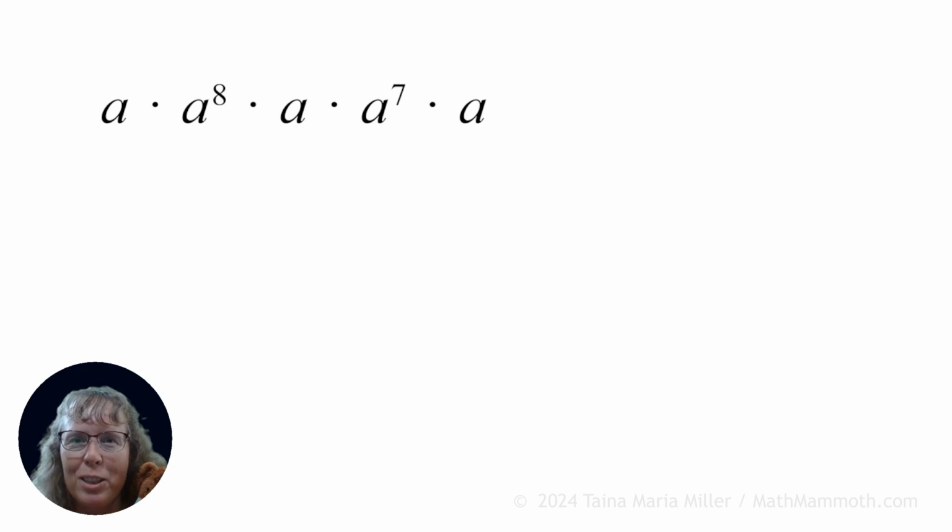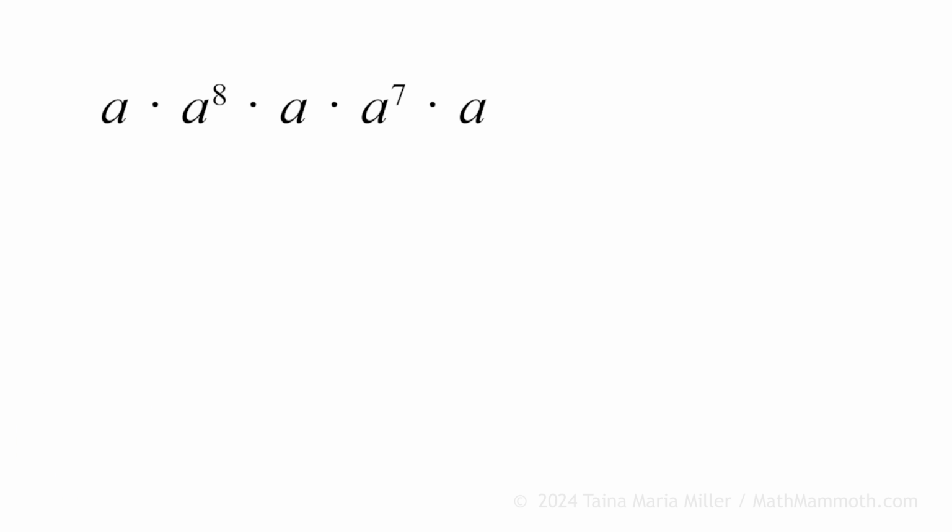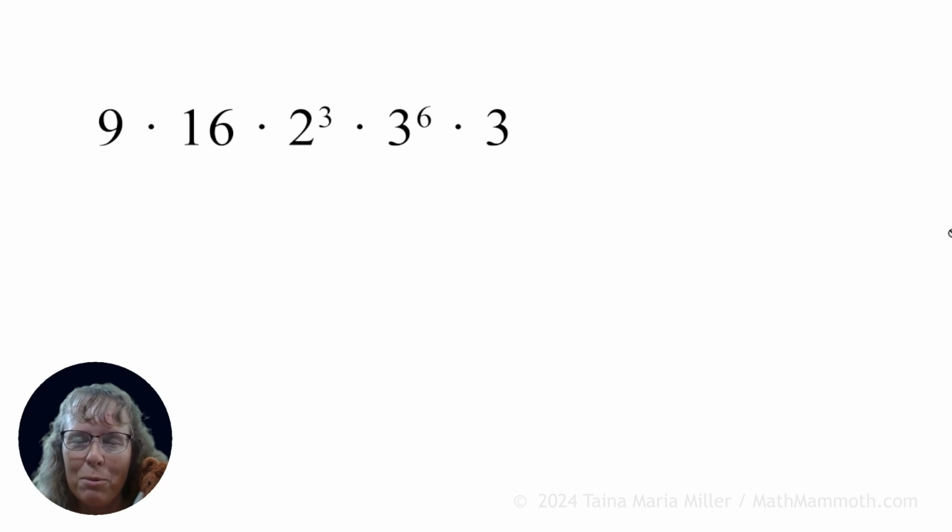Okay, let's simplify this one. Can you tell what we will get? Think about it for a moment. How many copies of a will be multiplied here? We have a to the 8th, a to the 7th, so we would have 15 copies of a. But this one here is a to the 1st power, so we need to count that too. There's 15 copies of a, and then 16, 17, 18. a to the 18th.